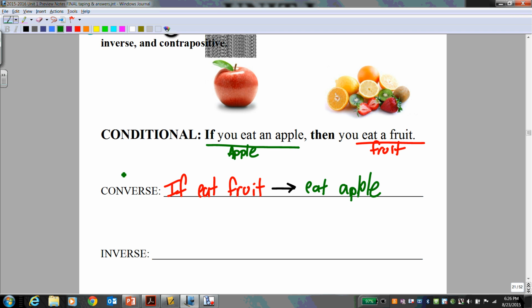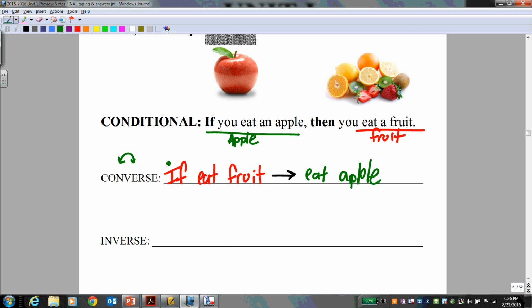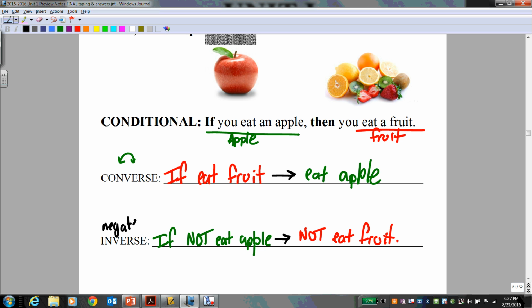Notice, converse means just to switch. Inverse, you say the opposite of. So, if not eat apple, then not eat fruit. So inverse you negate, or say the opposite of, but you don't switch the order.